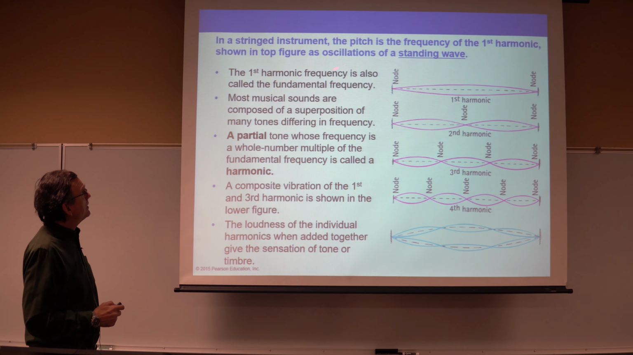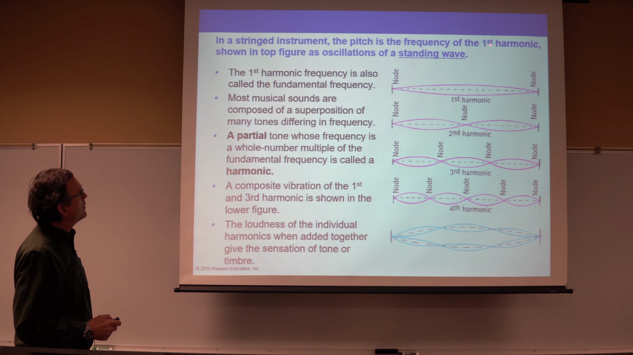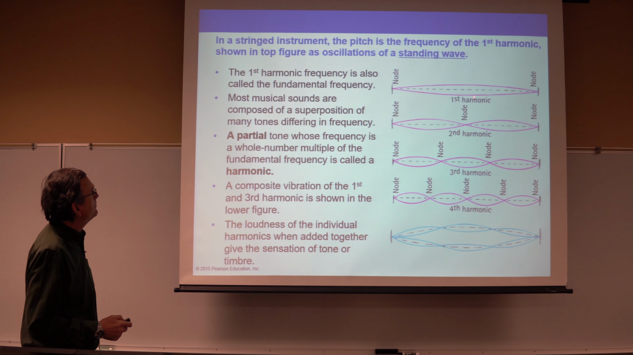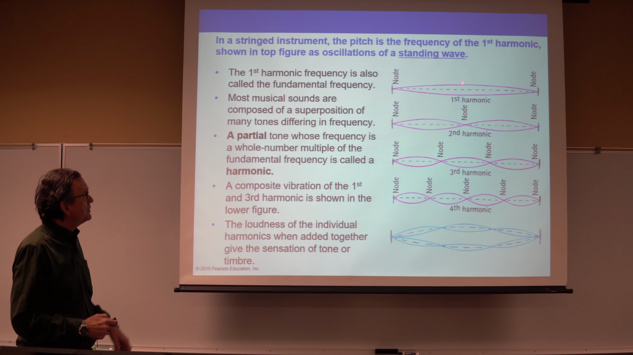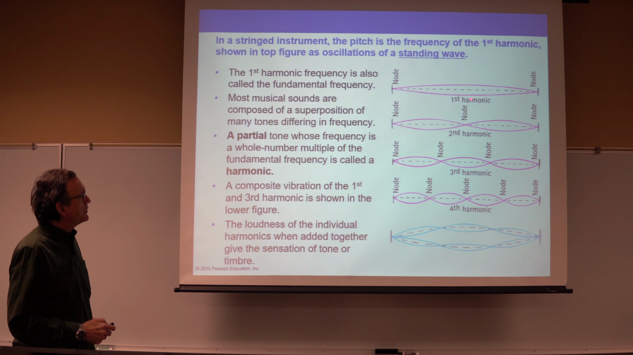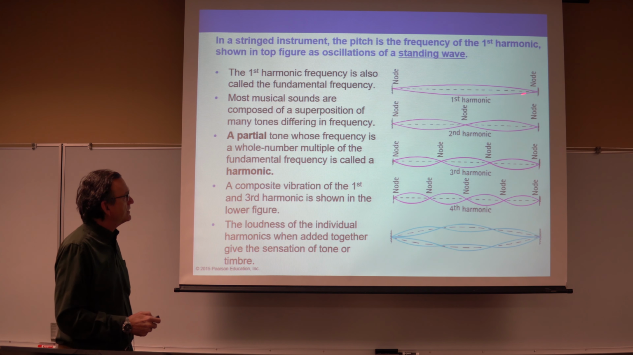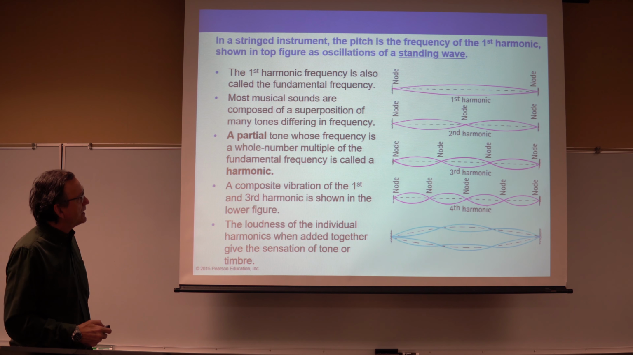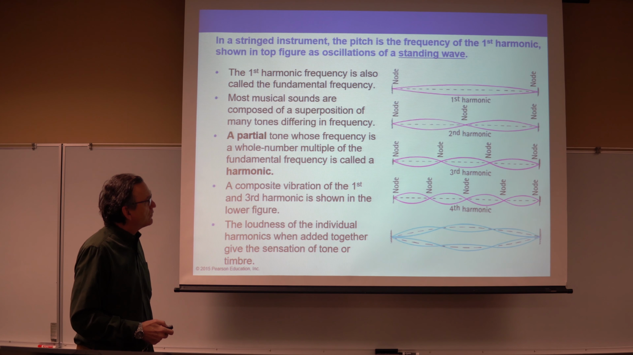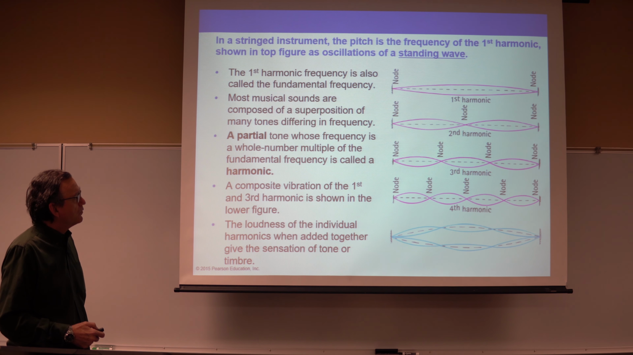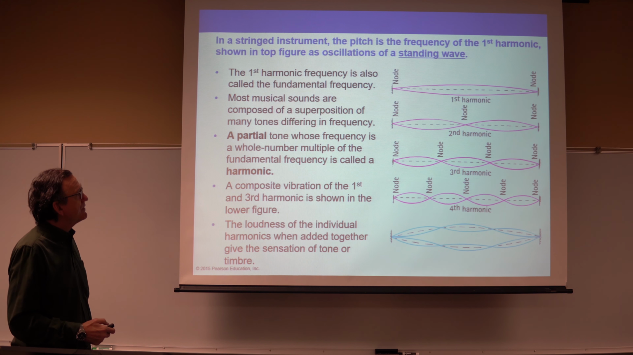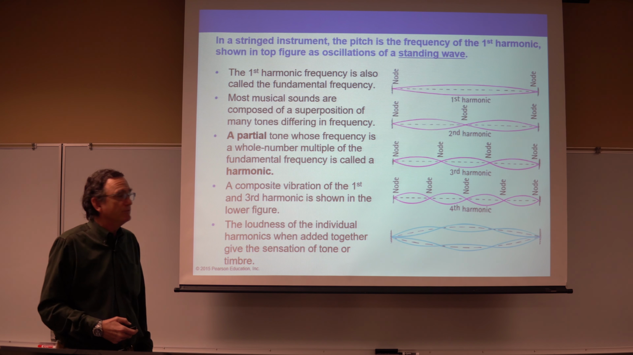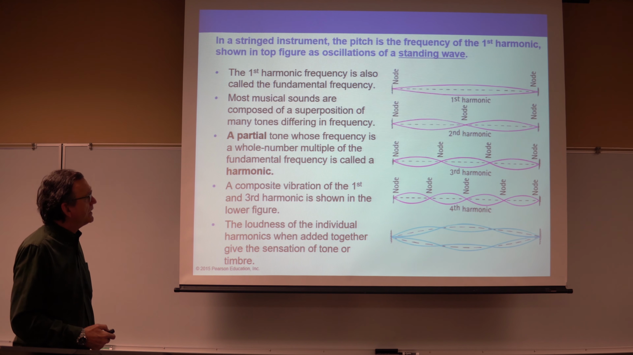So in a stringed instrument, the pitch is the frequency of what we call the first harmonic, which is shown in the top figure. And it is given by oscillations of a standing wave. We've talked about standing waves before as they exist in a tight rope that's being plucked or a stringed instrument. When we pluck it, there are certain wavelengths and frequencies that will be allowed because the endpoints of the string are fixed. They are not allowed to move.